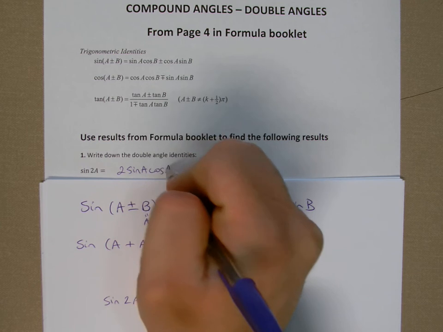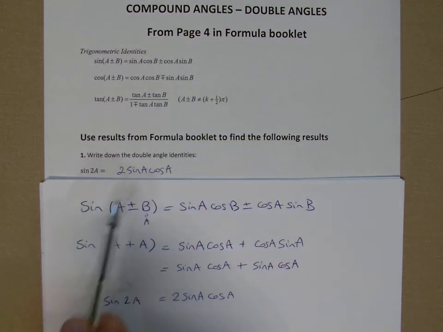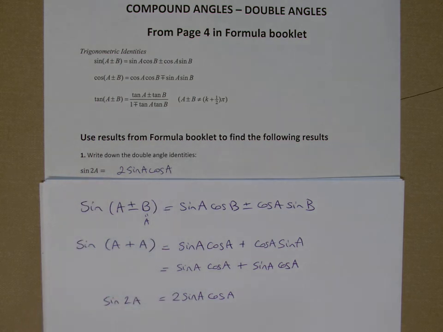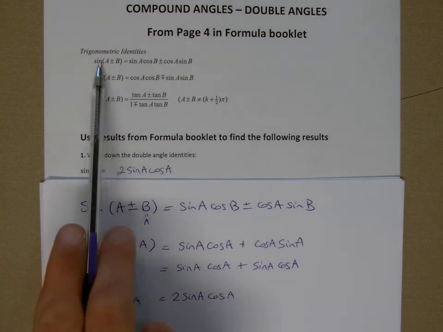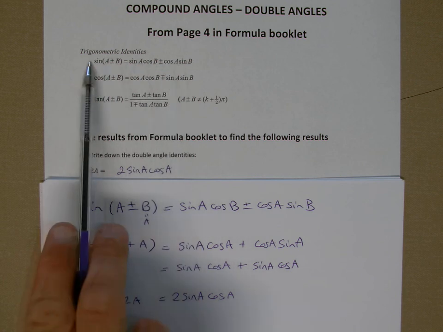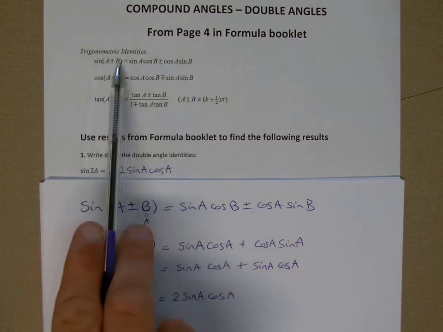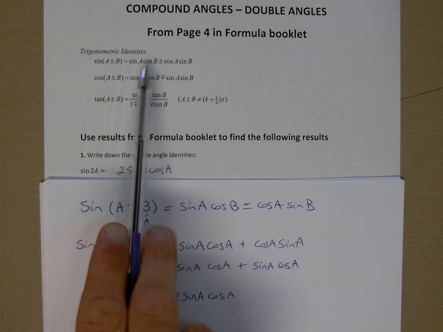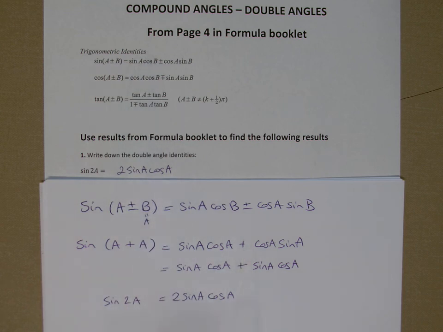Now, ideally, you'll just memorize that result in the exam, so you can write it down straight away. But if you forget it, you can always work it out yourself in the exam just by going to page 4 in the formula booklet, writing this down and changing the B for the letter A. Then it comes out as we can see here: you've got two lots of sine A cos A, and there's the result.